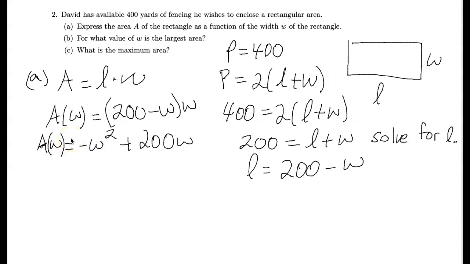Now, for part B, we want to know for what value of W is the largest area. And for part C, we want to know what is the maximum area. And so when we look at our equation for the area, it's a quadratic. We also know that the parabola is reflected over the x-axis, or concave down, and so this parabola has a maximum. And so, where does the maximum occur on a parabola? It occurs at the vertex. So we want to find the vertex for this parabola.